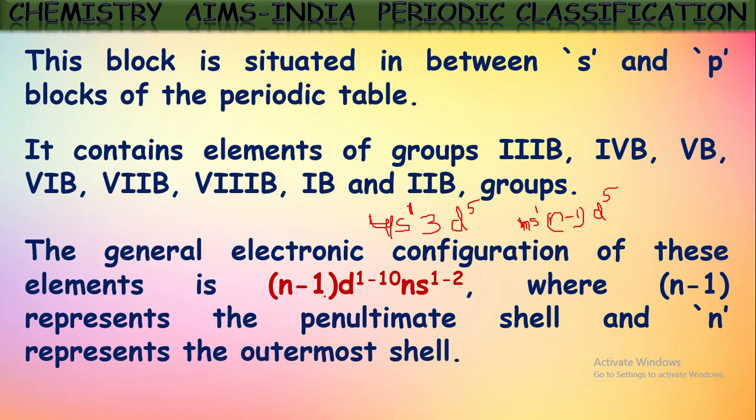And the d subshell will be slowly filled with electrons from the first B group to the 8th B group, 10th column, 1 to 10 electrons. That is why its general electron configuration will be ns1 2, (n-1)d 1 to 10. So it can be represented like this, where n-1 represents the last but one shell, which we call the penultimate shell, and n represents the outermost shell.